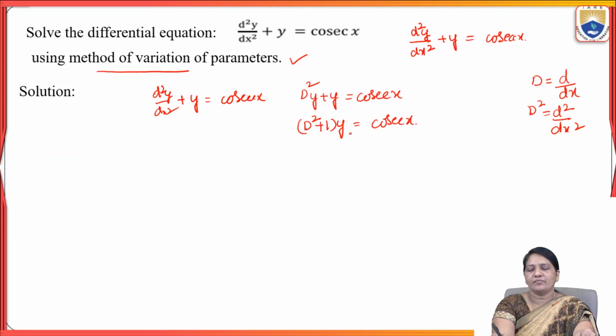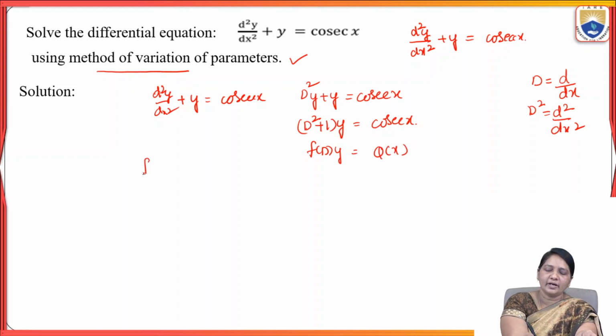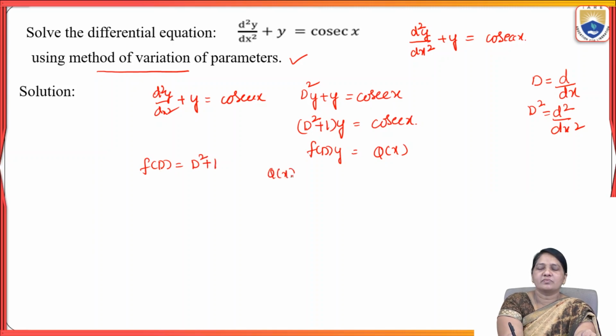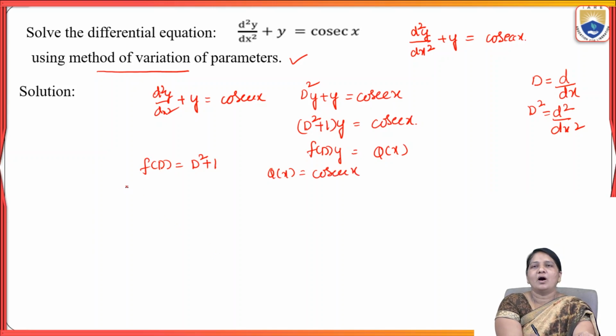Now this is in the form of f of D into y is equal to Q of x. Now I can identify the f of D value. F of D is d square plus 1 and Q of x is cosecant x. Now after identifying the f of D and Q of x values, what is the procedure for the method of variation of parameters?